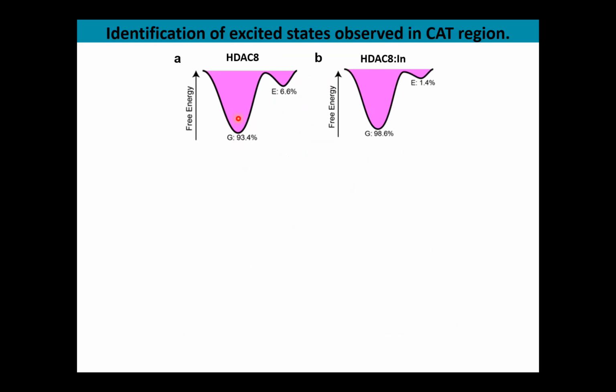After fitting the data, I found that in the free HDAC, the population of the ground state is approximately 93%, while in the inhibitor-bound state, the ground state population is 98%. It means this inhibitor is just stabilizing the ground state.